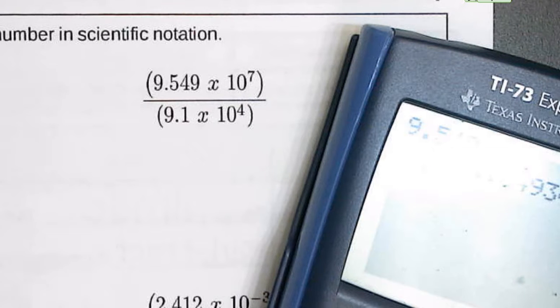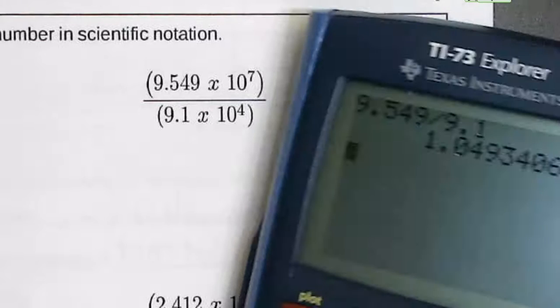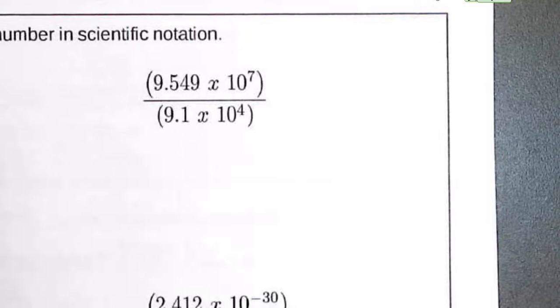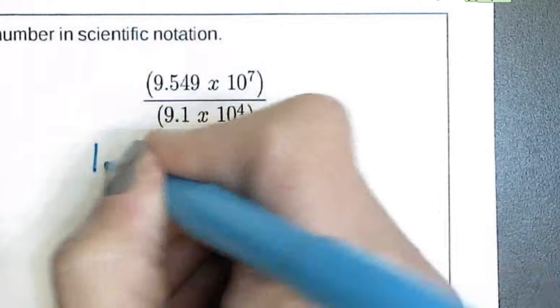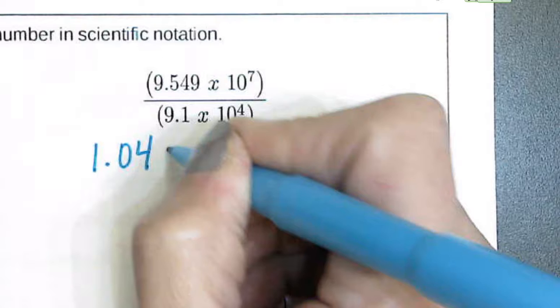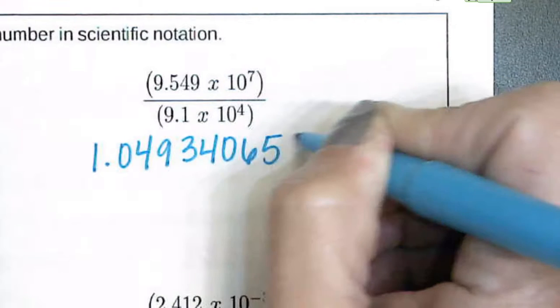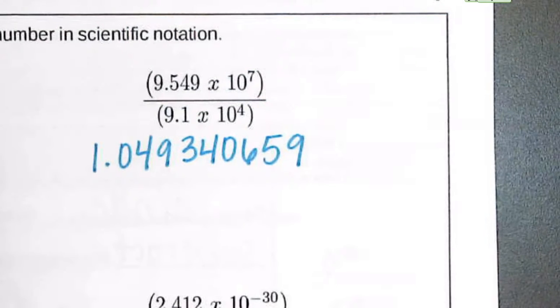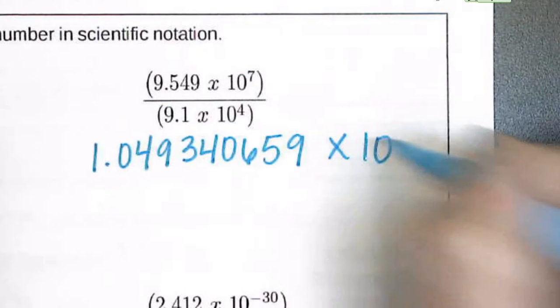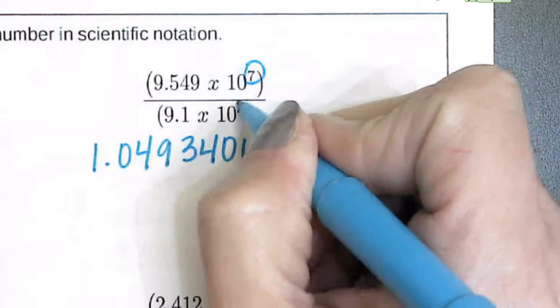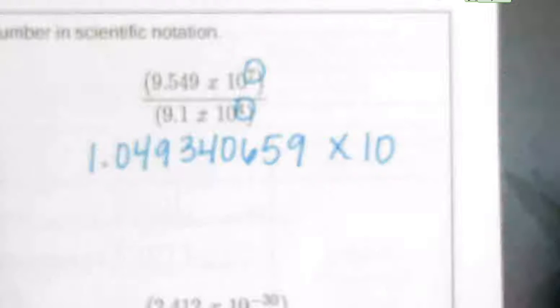Times 10 to the, let me double check my exponents. I'm dividing, so I have to subtract the exponents. So 7 minus 4 gives me 10 to the 3rd. I then have to, just as before, check that number before the decimal. I need to make sure that it is one digit and it is between 1 and 9, which it is, so I know that I am done. Good thing I did that one with you. That was a pretty big number. All right, let's move down to the third problem.